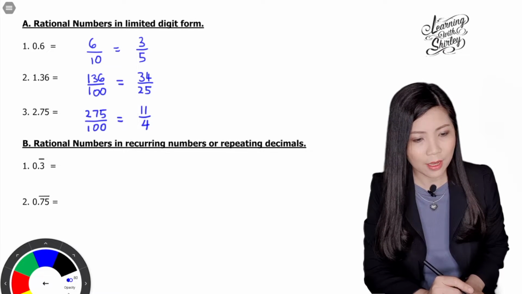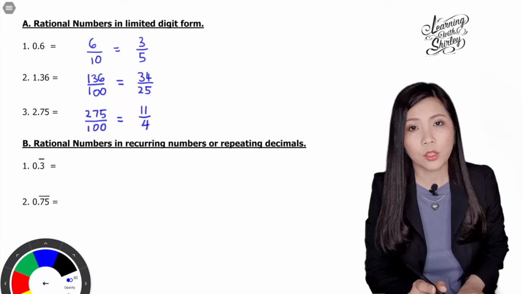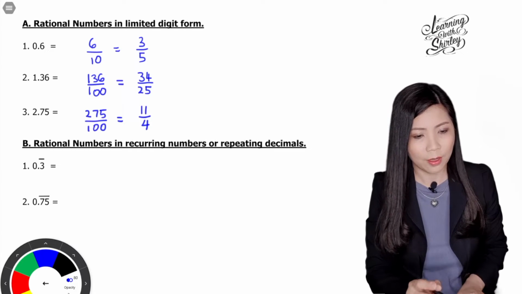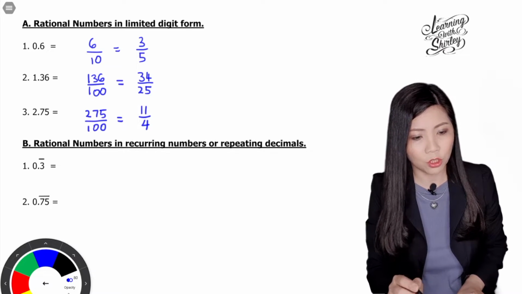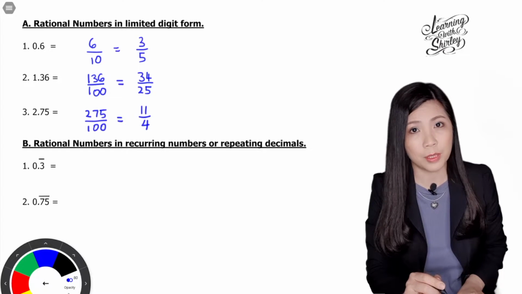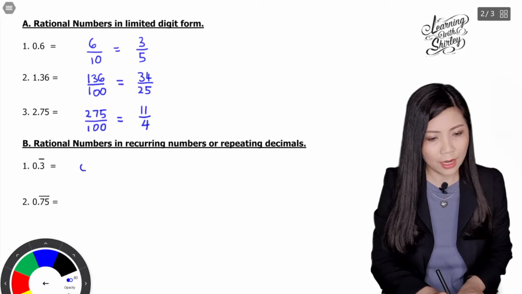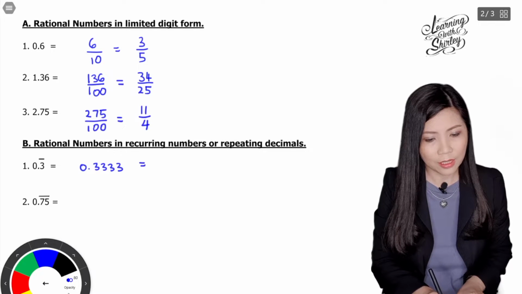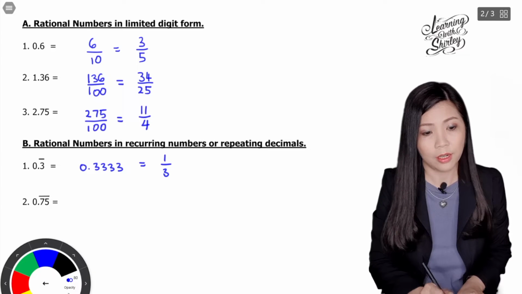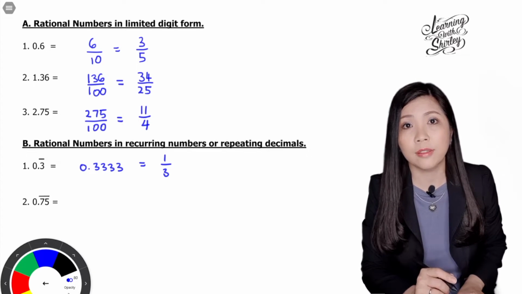Next, for B, rational numbers in recurring numbers or repeating decimals. Number 1, 0.3 with a bar on top, which means that the digit 3 is repeated. So it means that it's 0.3333 and is equal to 1 over 3. So therefore it is a rational number.